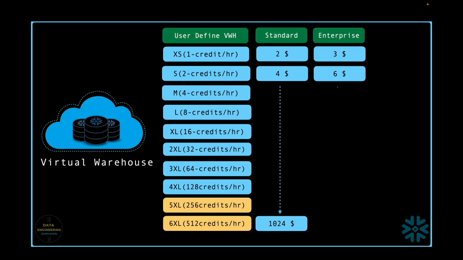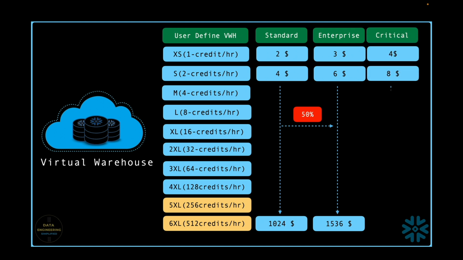For the enterprise edition of Snowflake, the cost per credit is $3 for an extra small virtual warehouse, and it goes up to $1,536 per hour for a 6X large virtual warehouse. If you pay close attention, this represents a direct 50% increase in the cost. Therefore, if you are not utilizing any enterprise features in Snowflake, you need to be very, very cautious of this price increase, as your development, testing and production cost would go up by 50%.